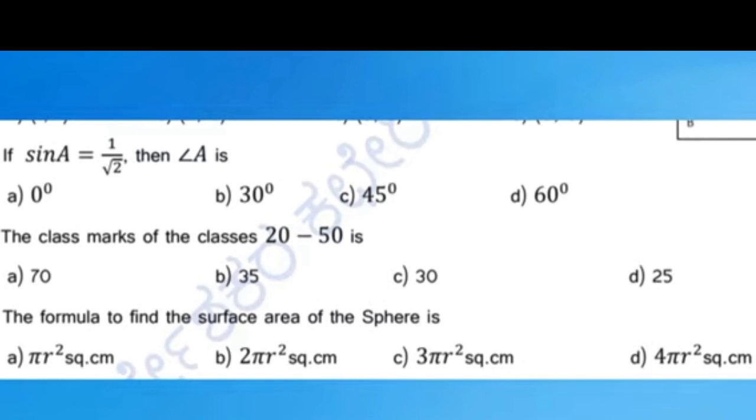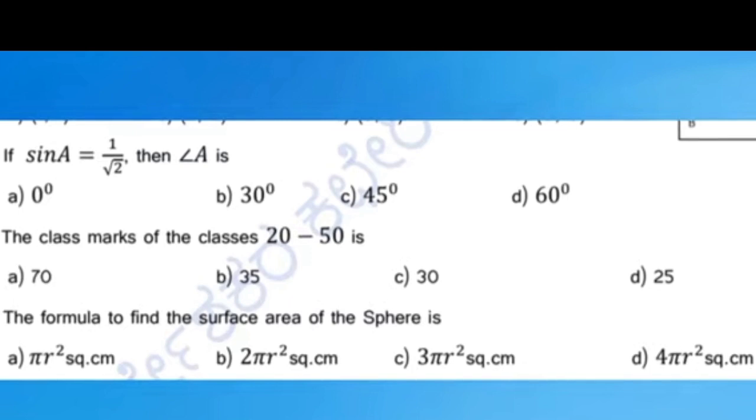Just you need to remember the trigonometric tables. In that, 1 by root 2 comes on sine 45 degree. So therefore I am choosing the C option. So C option is correct. Okay children, now this is the answer for the first question. Now I will move on to the next problem.